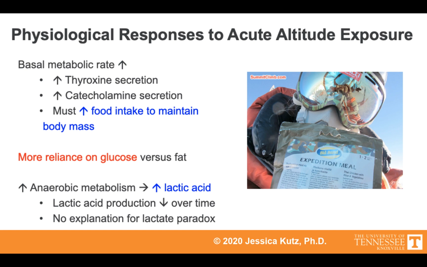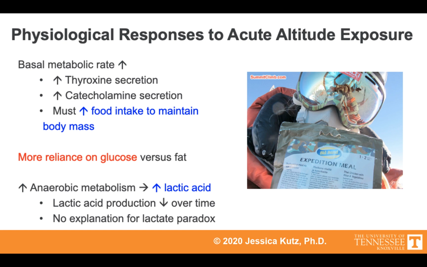We're also having a greater reliance on glucose versus fat, which would not be advantageous in this case, but makes sense since glucose is the macronutrient that we can use in the absence of oxygen availability. So we're going to shift to use more of that. And that's because we're going to then use more anaerobic metabolism, which also means we're going to have more lactic acid production.